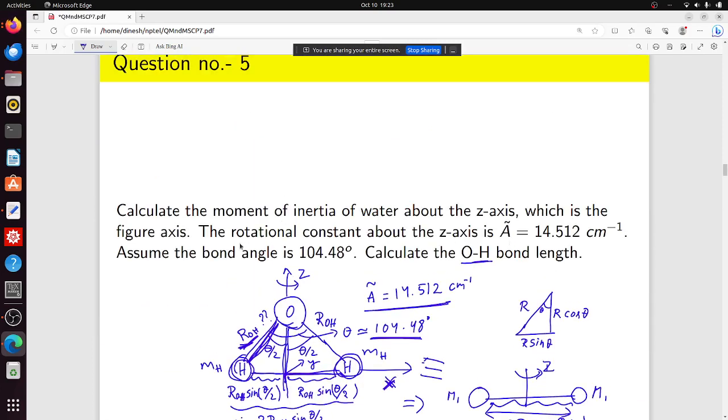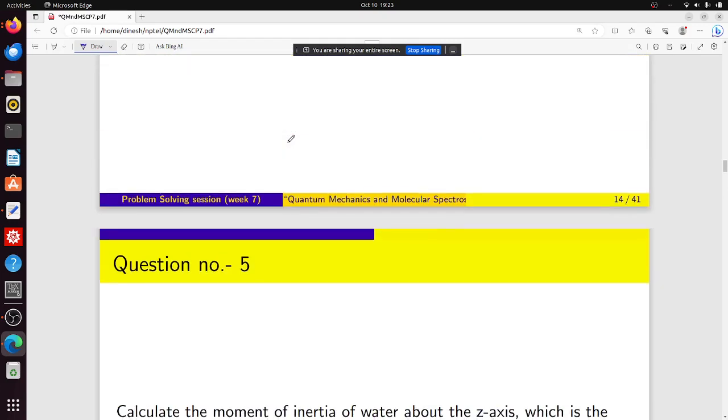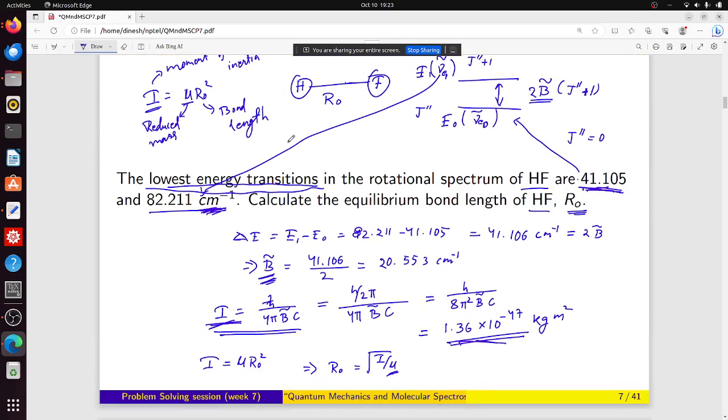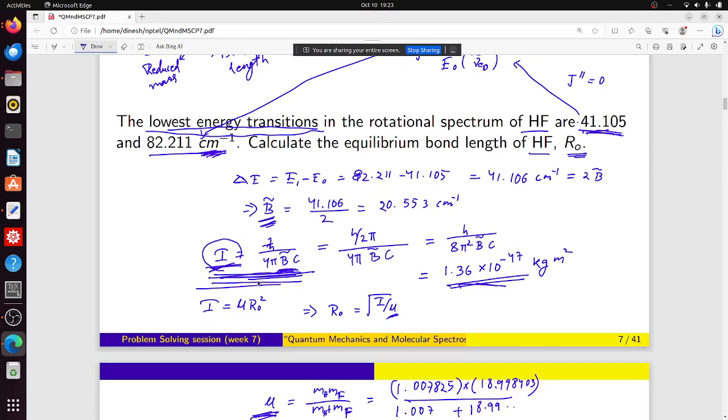Now, what else is given? The rotational constant A tilde is given. Previously, in previous questions, we have calculated the moment of inertia in terms of the rotational constant. Notations are different, so you can calculate the moment of inertia from the rotational constant. Here B tilde is the rotational constant, and in that question it is given as A tilde. We can use this formula and calculate the moment of inertia.